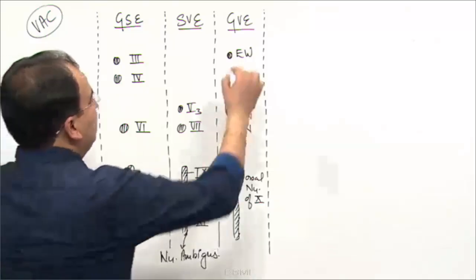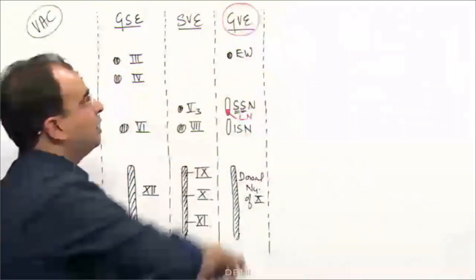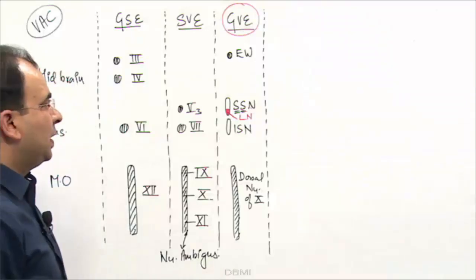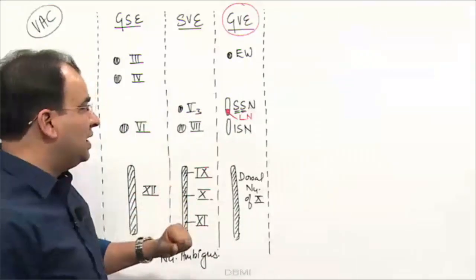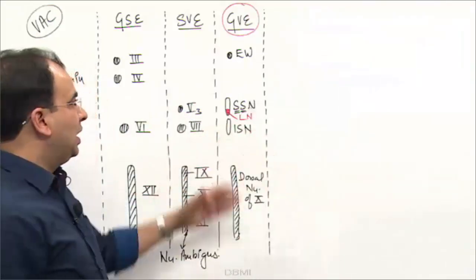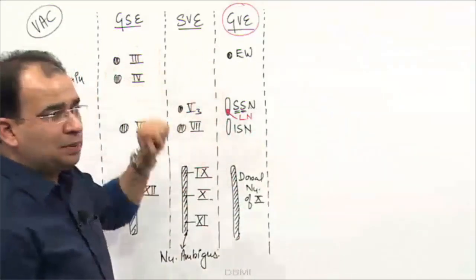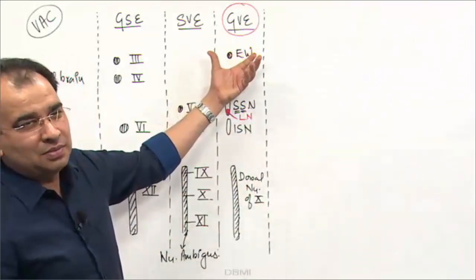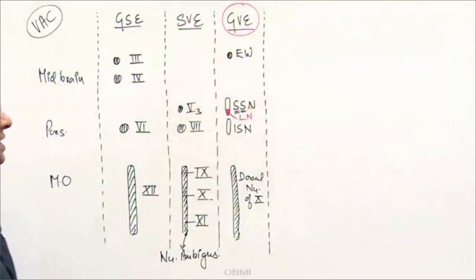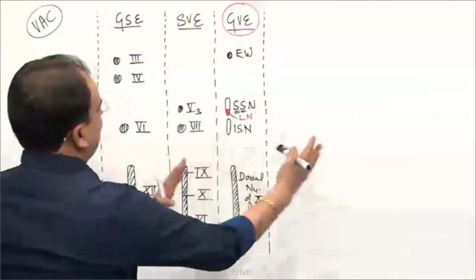And that is why the GVE column is also called the parasympathetic column, because it is carrying all those nuclei which have connections to those nerves which are parasympathetic. Smooth muscles and glands are supplied by the autonomic nervous system. So the GVE column is also called the parasympathetic column. Well, this is about the efferent column here.